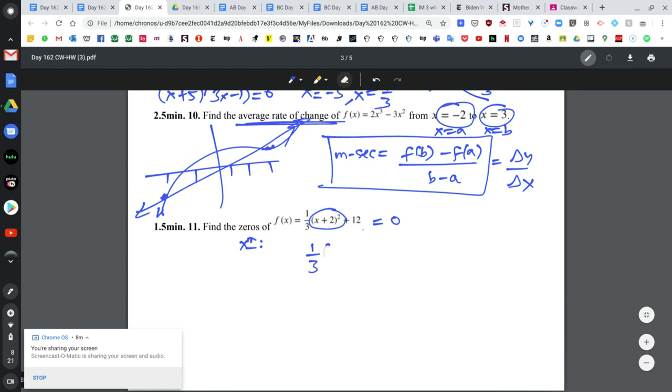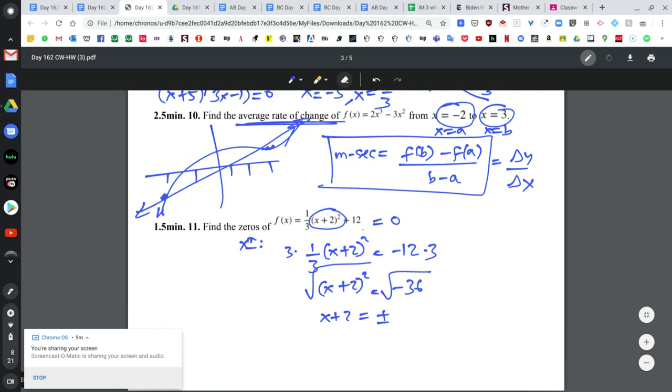So it's 1/3 x plus 2 whole squared. What can I do next step? You can subtract the 12. So that's -12. Next step, I can clear the fraction. You can multiply both sides by 3, which is -36. Careful now. So take square roots of both sides. Careful. You should really get plus or minus. Okay, you're taking square roots.